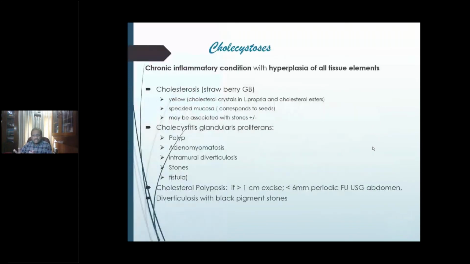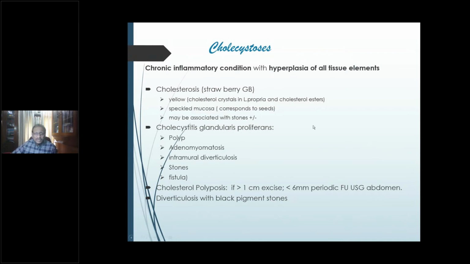Then cholecystosis, that's the last condition we'll talk about today. Next time we'll talk about the complications. So this cholecystosis is nothing but a chronic inflammatory condition with hyperplasia of all tissue elements. It manifests as either number one cholesterolosis, or cystitis glandularis proliferans, or cholesterol polyposis, or it can manifest as diverticulosis. So four types of cholecystosis manifestation.